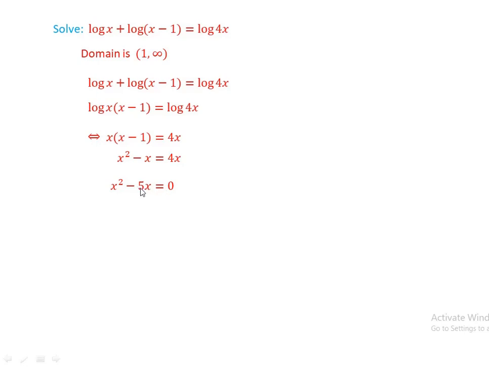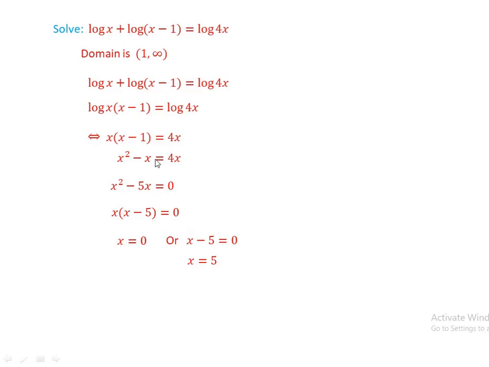Here we have x common, so x times x minus 5 is equal to 0. Now this is true if x is equal to 0 or x minus 5 is equal to 0, that means x is equal to 0 or x is equal to 5. Therefore the values of x are x equals 0 or x equals 5.